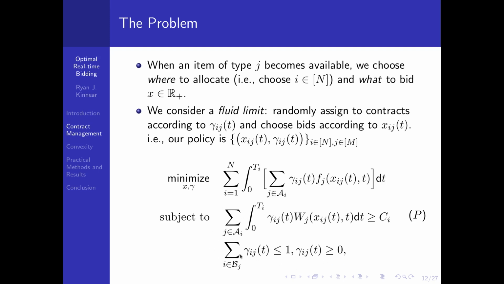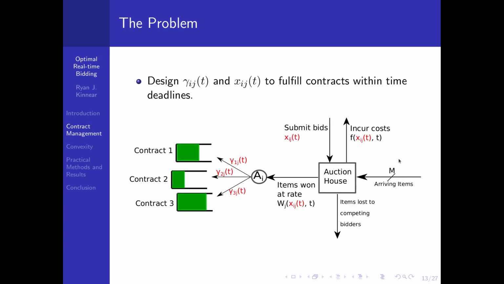So gamma has to be just a proportion, it's a probability distribution at each time t, and this here specifies that you have to obtain the C_i items of the correct types by the time deadline T_i. Okay, so this is the problem we have to solve. Clearly this problem is completely intractable as it's written. F and W are just arbitrary monotone functions. There's no special structure inherent in this formulation of the problem.